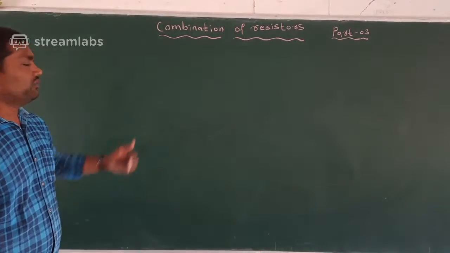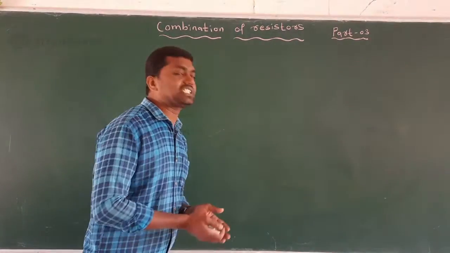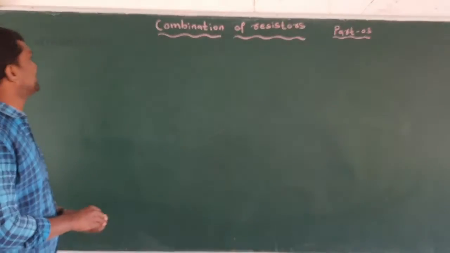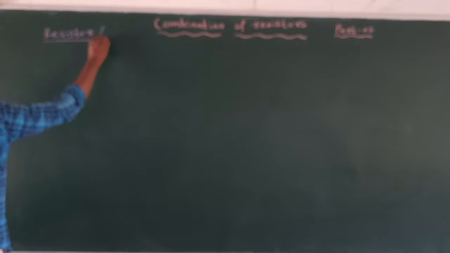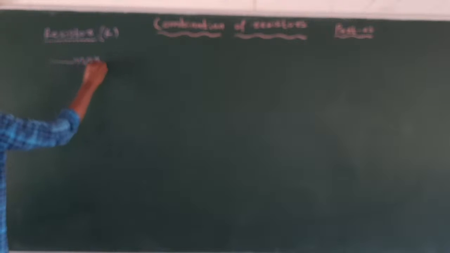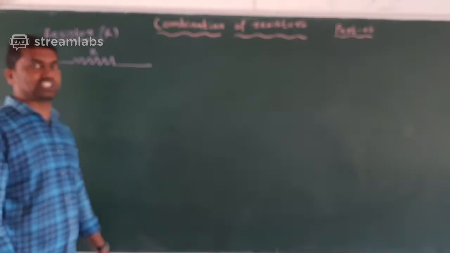Now, suppose we take a resistor. Already we know that the resistor is represented by the capital letter R. So this is the schematic symbol of a resistor. We can take two or more resistors.